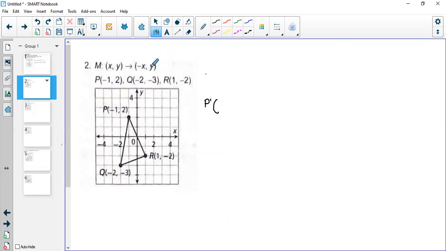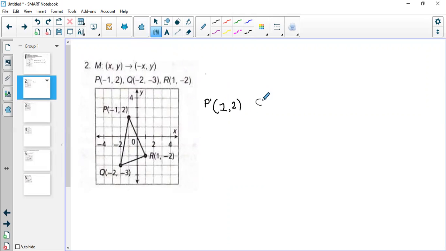Now they said minus x, which means here it's already minus. So minus means minus will give us a plus. Minus into minus will give us a plus. So if it is a minus number, that turns into a positive one, and the y remains the same. We don't change the y. That's what the rule says.